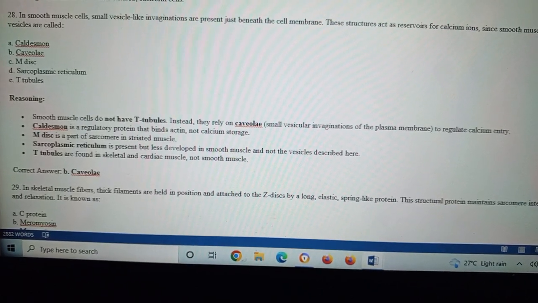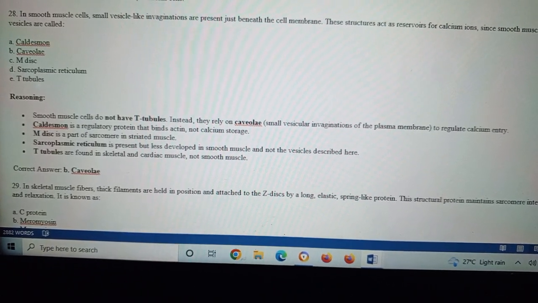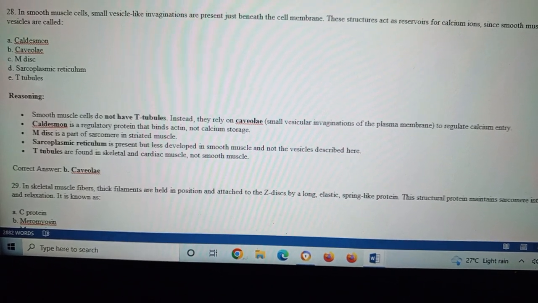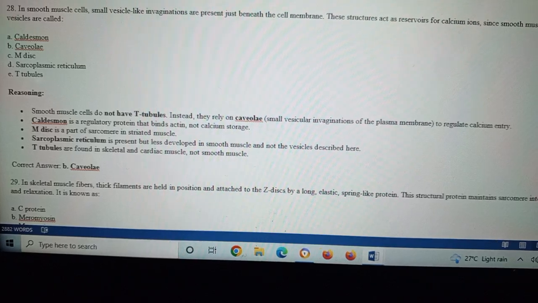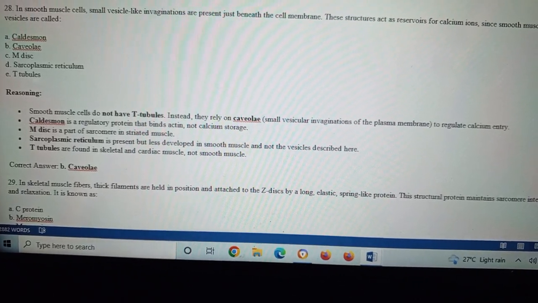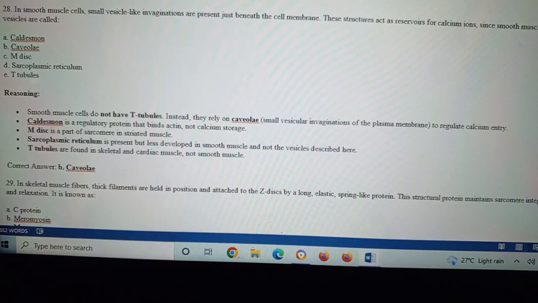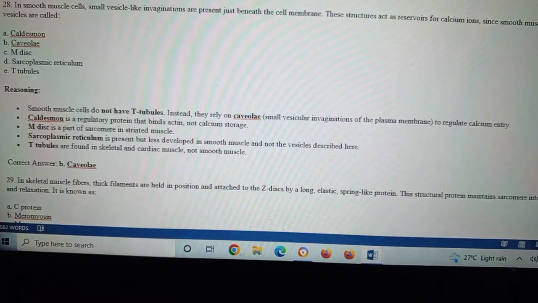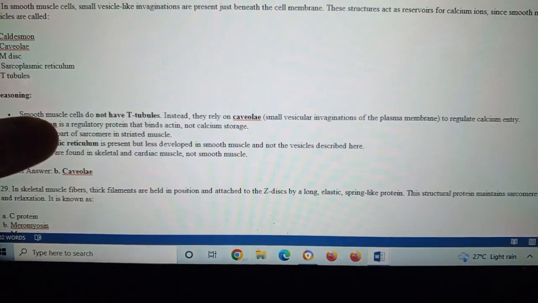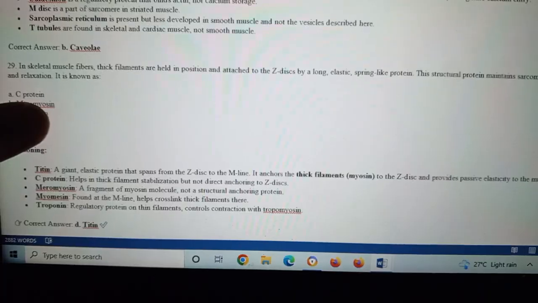Caldesmon is a regulatory protein that binds actin but is not meant for calcium storage. M disc is a part of the sarcomere in striated muscle. Sarcoplasmic reticulum is present but less developed in smooth muscle, and it is not the vesicles developed here. T tubules are found in skeletal and cardiac muscle but not in smooth muscle. So the correct option is caveolae.